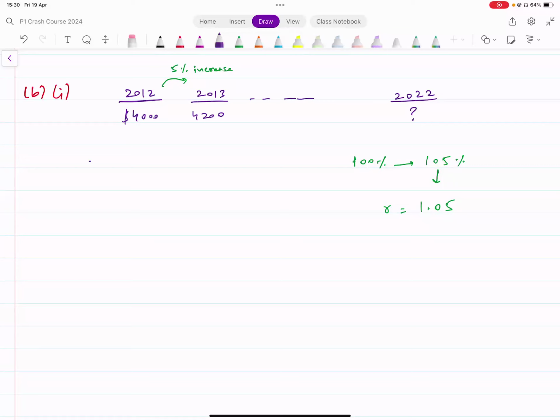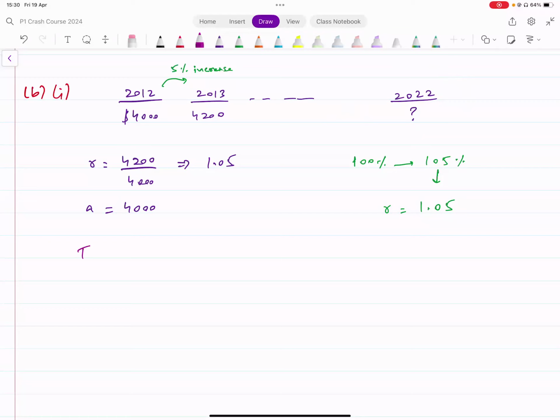Another way to find the ratio could be just divide these two values, 4,200 divided by 4,000, and the ratio turns out to be 1.05. So you can think of it either way. You can do it in your head like this. It's a 5% increase. That means it's going to 105%. 105% in decimals is 1.05. So that's the ratio. You know the first term as well. The first term is 4,000. We need to find the value of the grant in 2022.